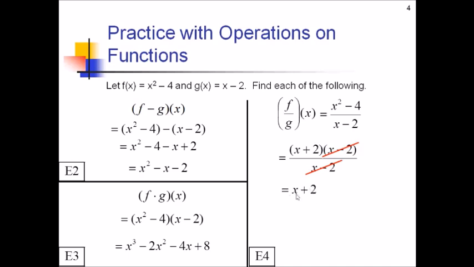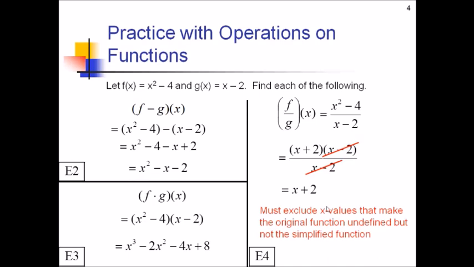We have to be a little bit careful, though. We can't just write x plus 2 and be done with it. You have to exclude x values that make the original function undefined, even if they don't make the simplified function undefined. So we actually have to write x plus 2 for x not equal to 2.